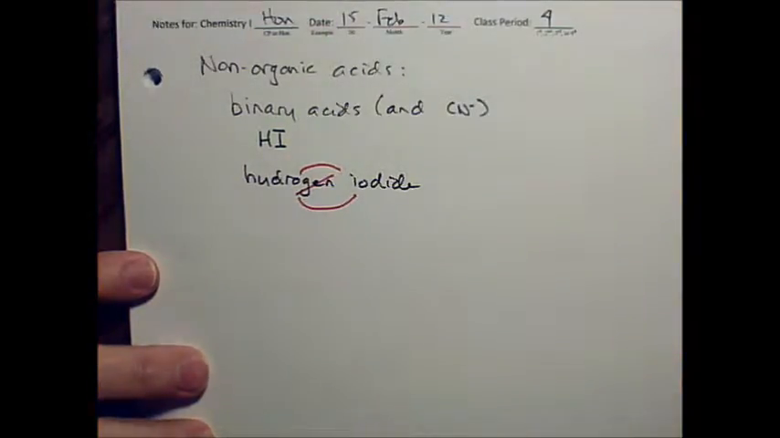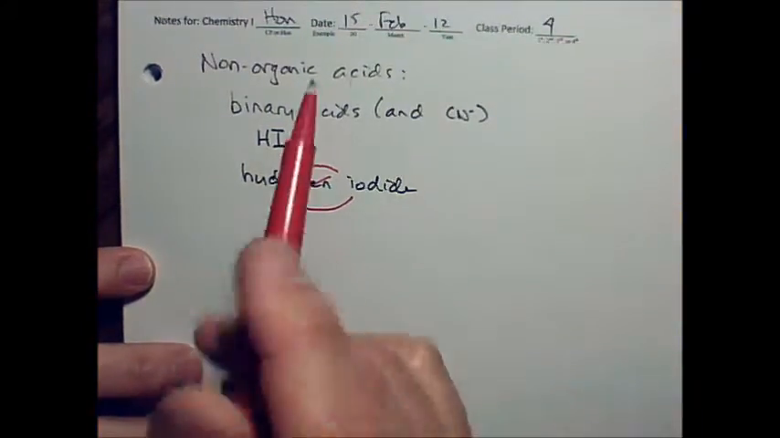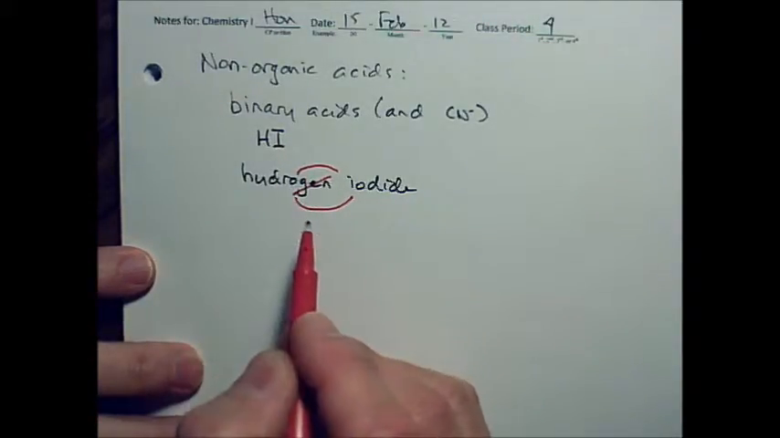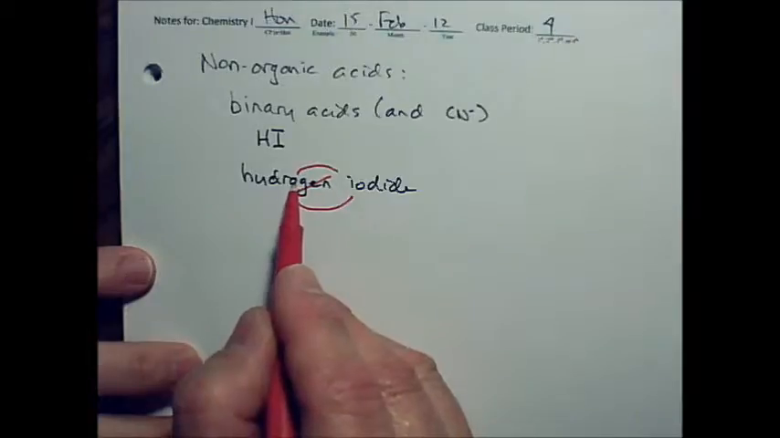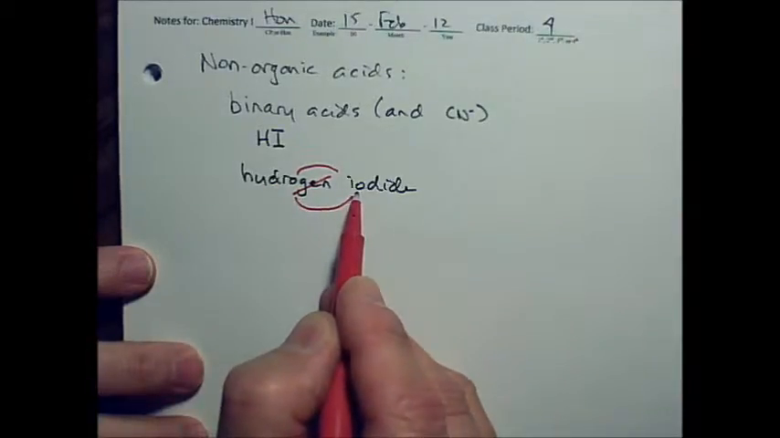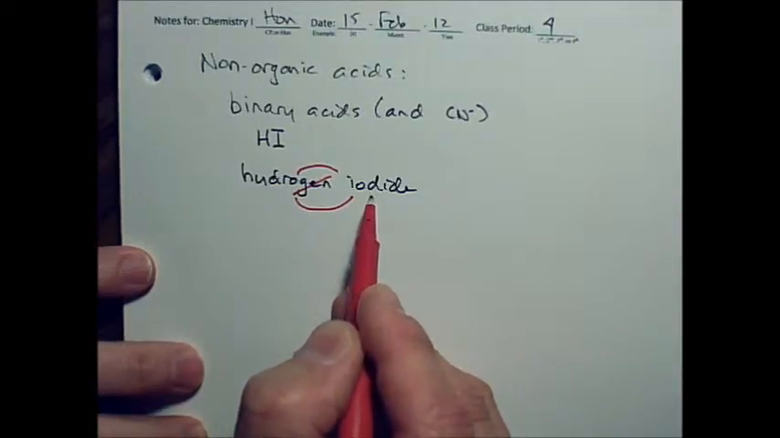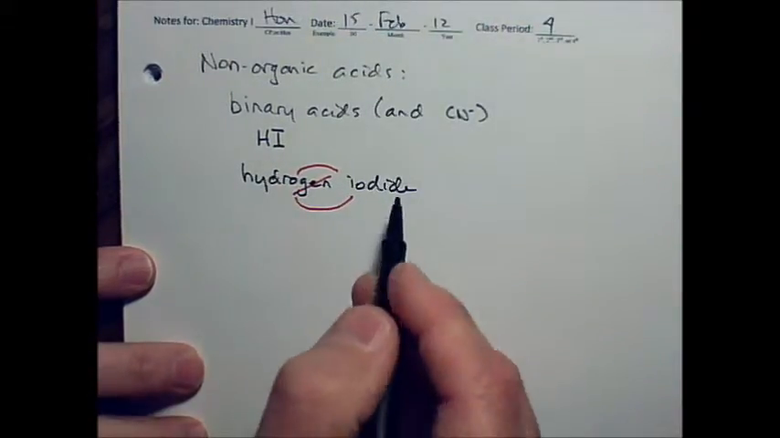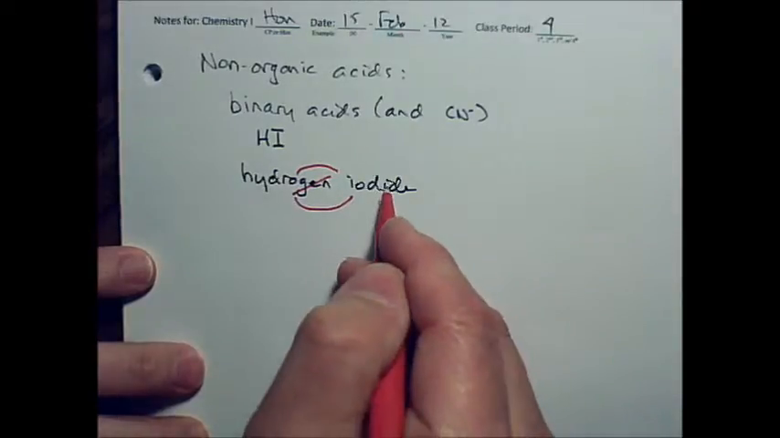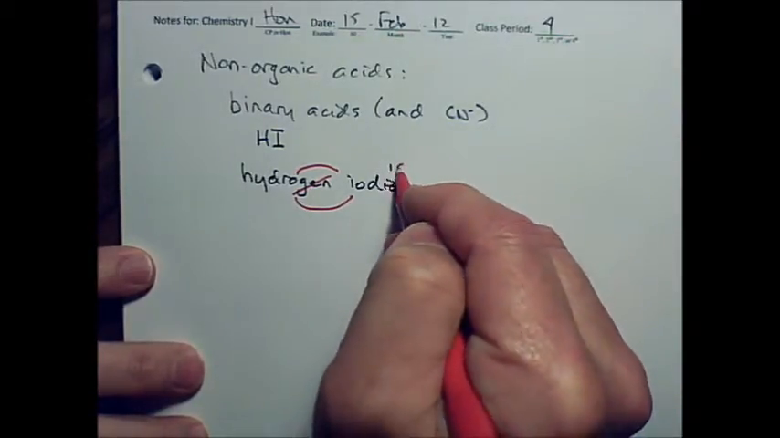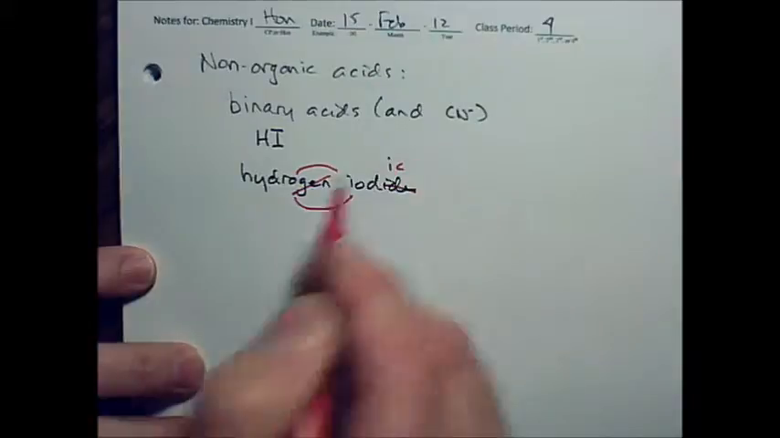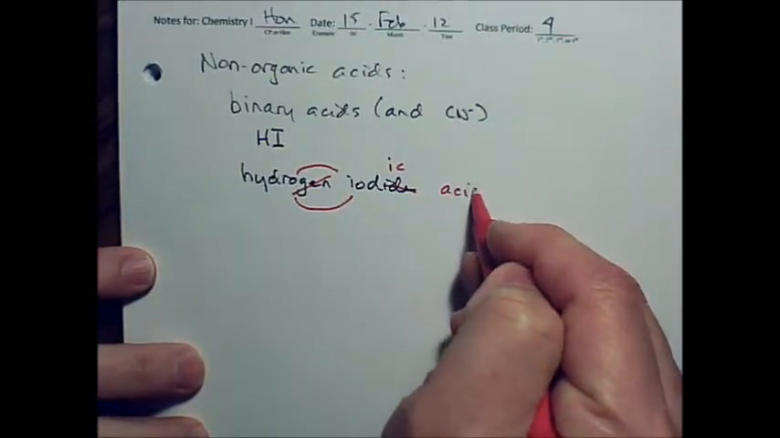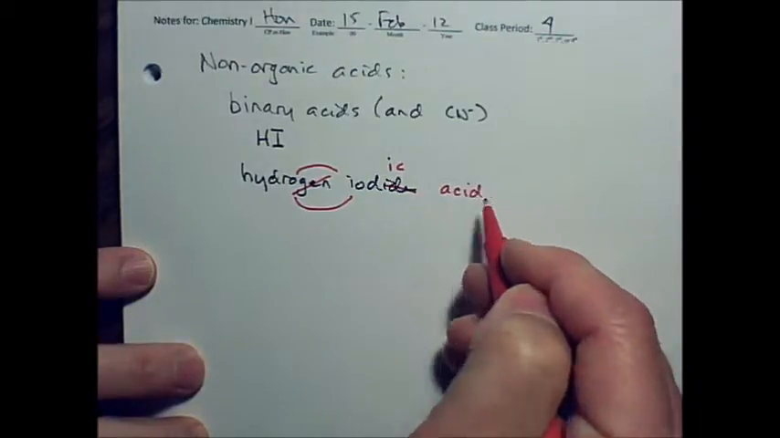Okay. All right, so binary acids, non-organic binary acids, we're going to drop the "gen" off the back of the hydro, but we're going to attach this part as a prefix to this last word here. And that's not the end of it, because we're also going to drop the "ide" on the end and replace it with "ic." And then we have to put the word acid at the end to say it's an acid.